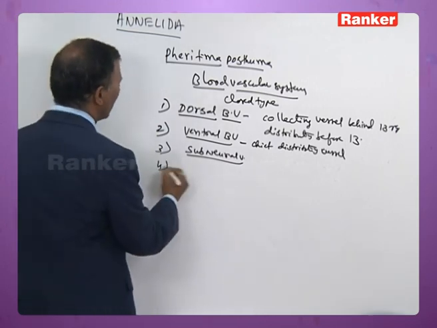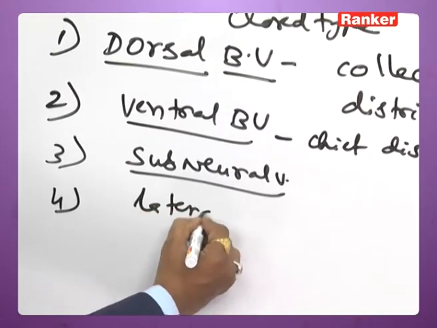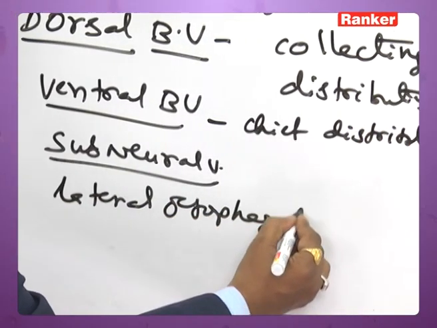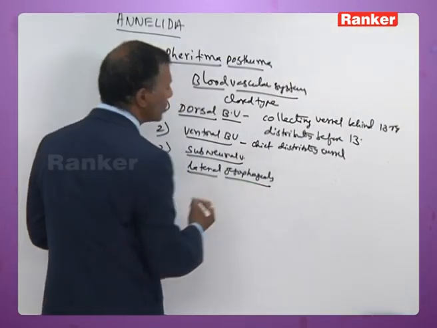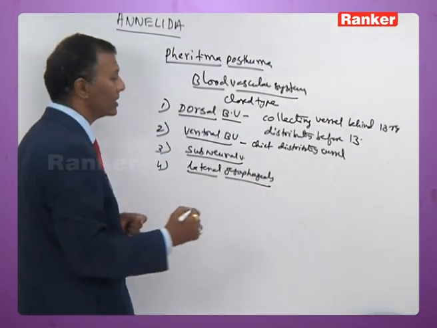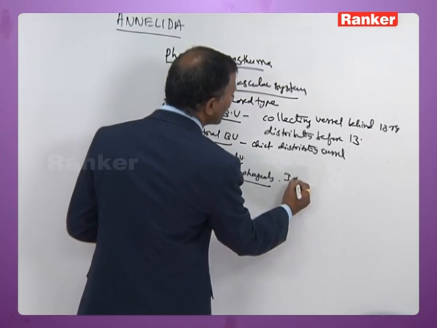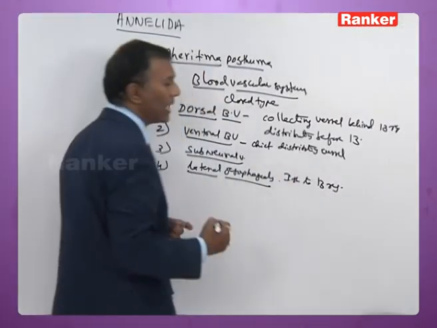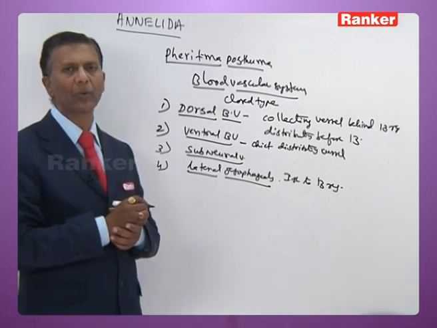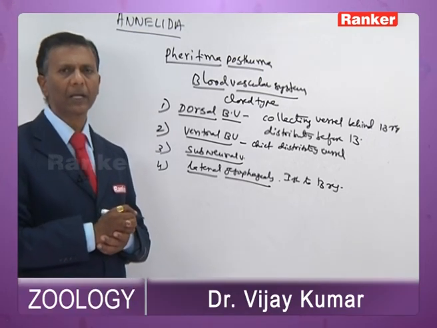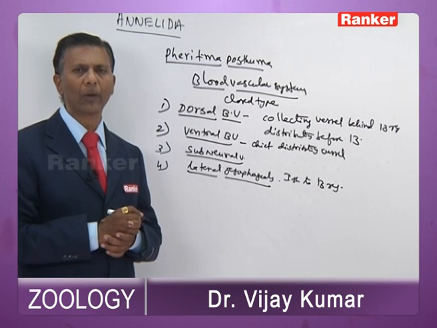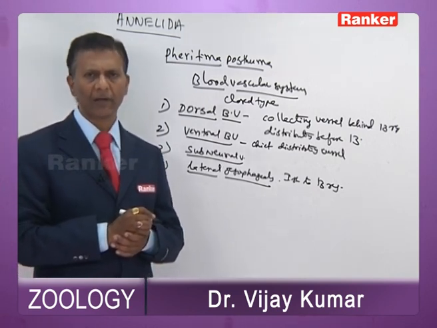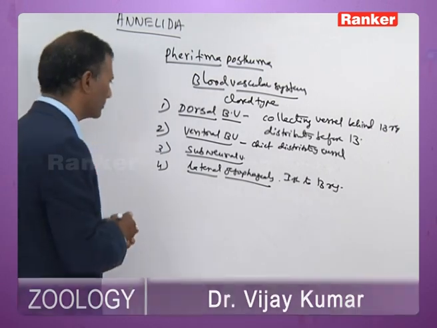The next you have lateral esophageals. The lateral esophageals are present in the anterior region, from the first segment to the 13th segment. They are formed by branching of the subneural in the 13th segment. They are also thin walled, non-valvular, non-contractile vessels. They act as chief collecting vessels.